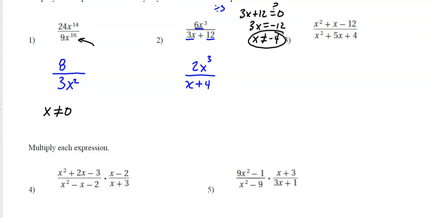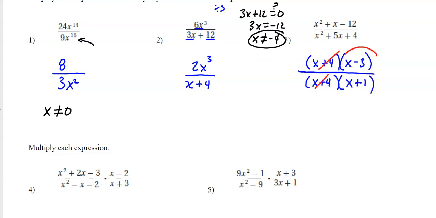The one to the right is traditionally what you normally see, so we're going to factor this. So on top, I'm going to get an x plus 4, x minus 3, and what I'm hoping is to get something to cancel on the bottom. Looks like I'll get that. I'm going to have an x plus 4 times an x plus 1, and the x plus 4's cancel out. And so this right here would just be my final answer.